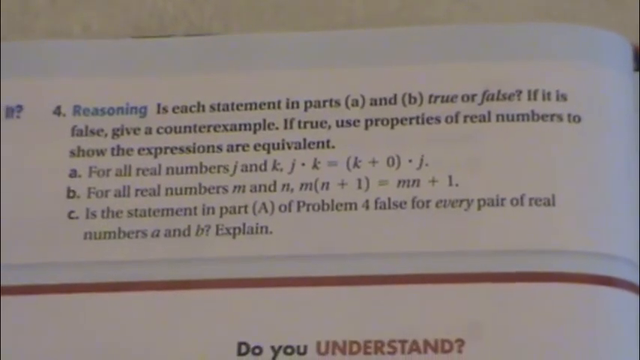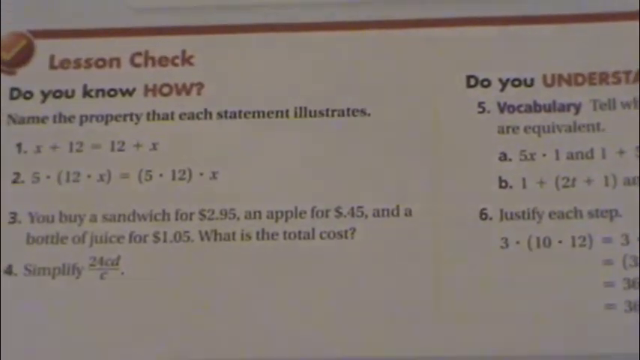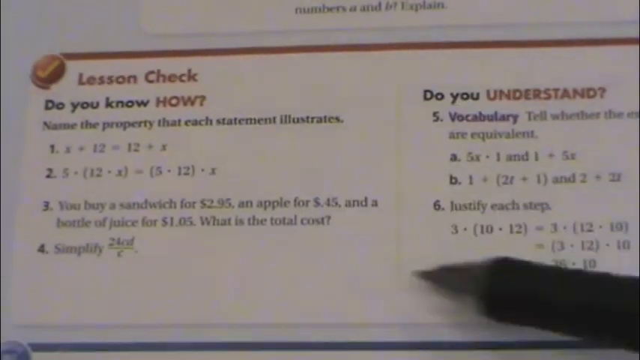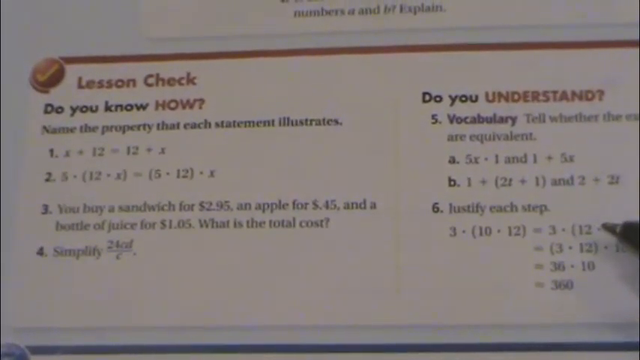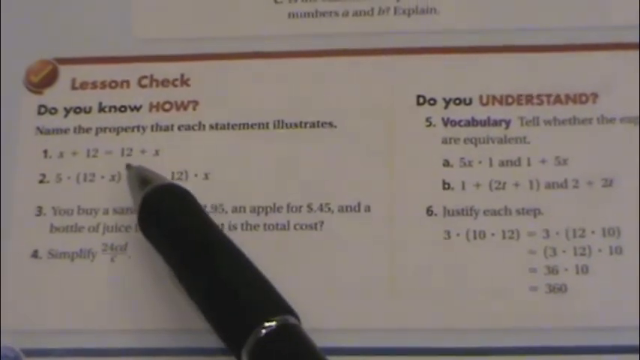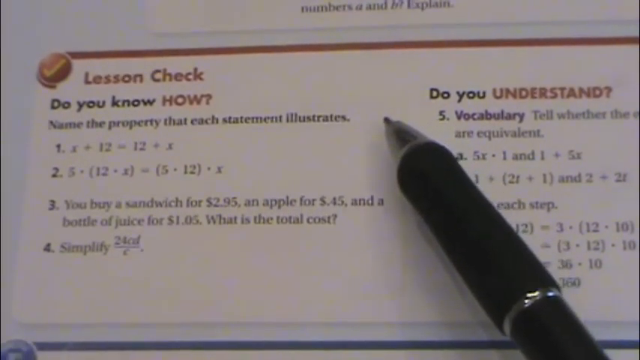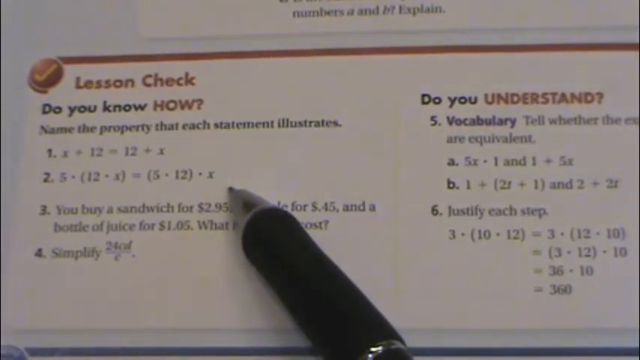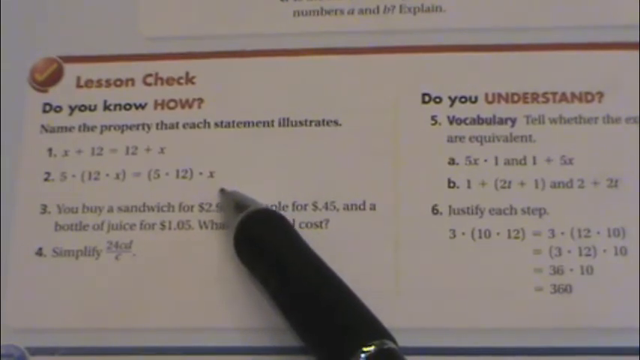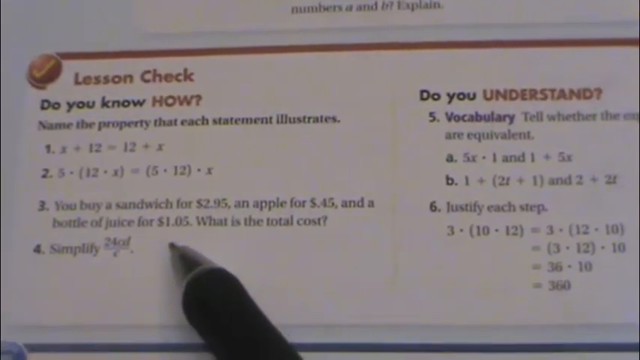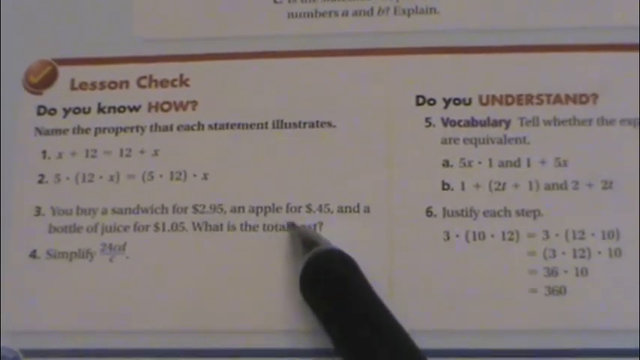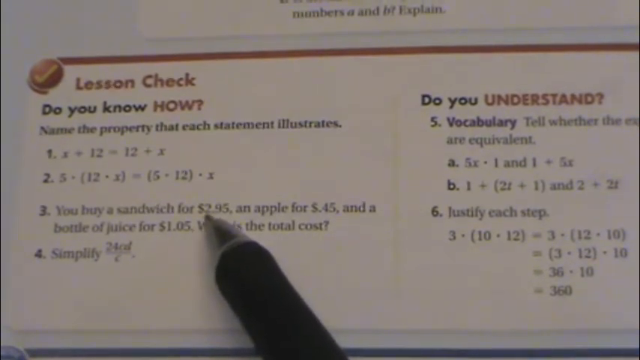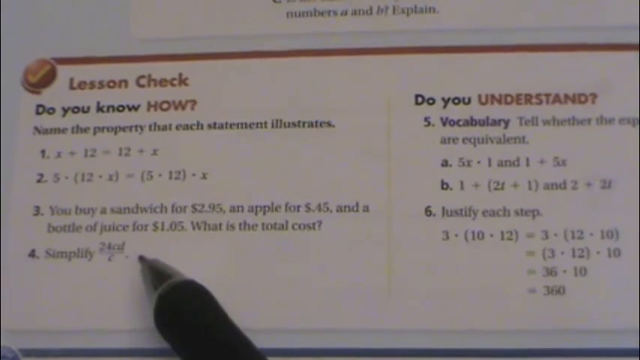Your last bit of homework for tonight, you might be able to predict this by now, is the lesson check. I'm on page 26. There are 6 problems, and the first 2, you are naming the property, commutative, associative, or identity property. All right. For number 3, I want to know what kind of shortcut you used, what kind of mental math you used to figure that out easily. Number 4 is just simplifying.